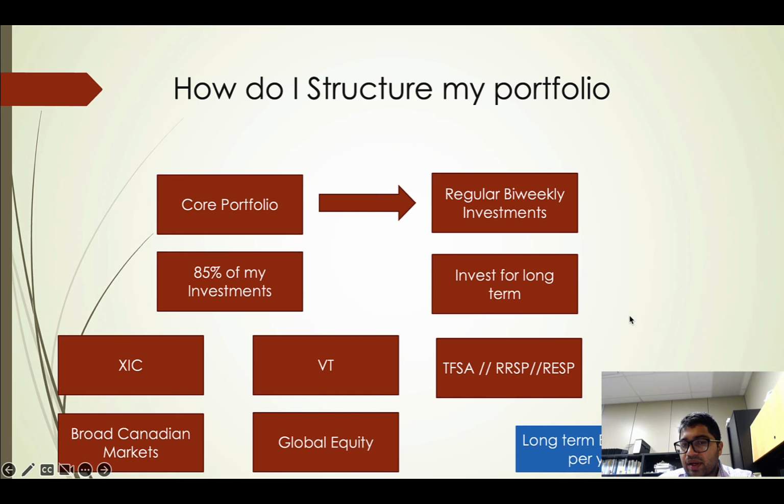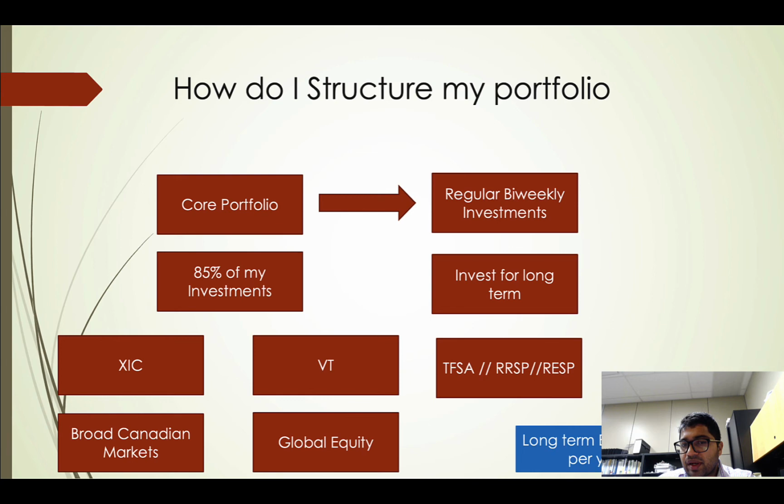Now, this is a topic that we are going to address. This is my approach of using ETFs to invest. I believe in something called a core and satellite portfolio. The core portfolio is where 85% of my investments are. So 85% of my own investments are in my core portfolio.